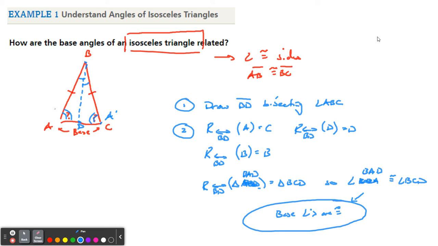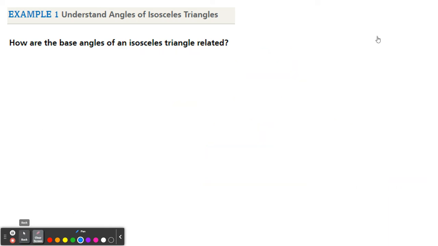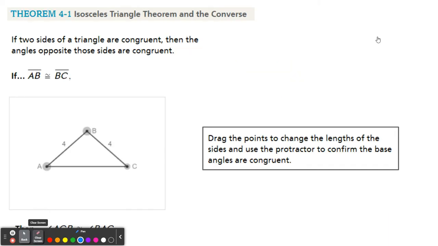So in any isosceles triangle, it has two congruent sides and two congruent base angles. The next two slides talk about this theorem, called the isosceles triangle theorem. It says if two sides of a triangle are congruent, then the angles opposite those sides are congruent. The next slide is the converse. This is a conditional, if P then Q: two sides congruent, angles opposite congruent.